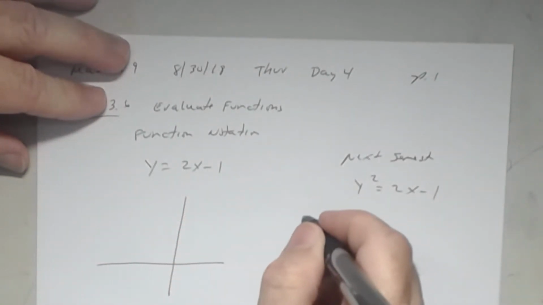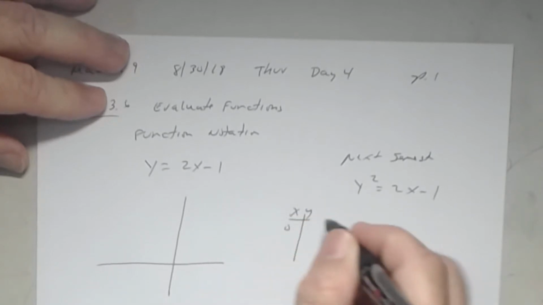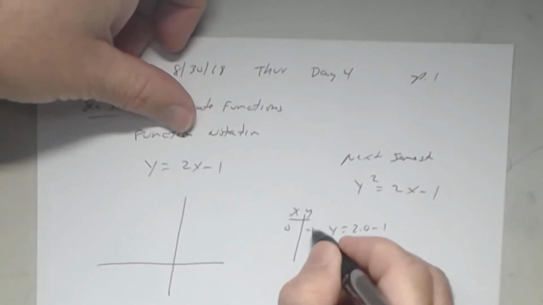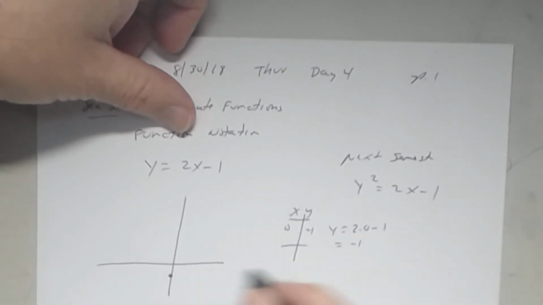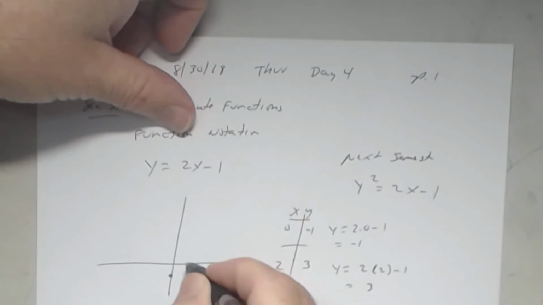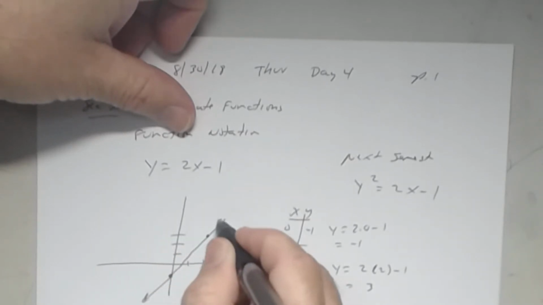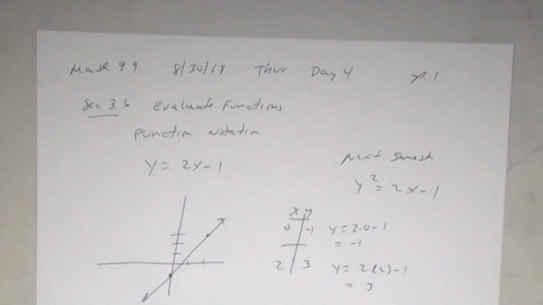use a t-table. If x is 0, I get y equals 2 times 0 minus 1, which is what? Negative 1. So 0, negative 1 is right here. When x is, let's say, 2, I get y equals 2 times 2 minus 1, which is 3. So 2, 3. And this is what I get, right? It passed the vertical line test. So what I want you to recognize is that those were lines, and the only line that's not a function is a vertical line. And that's not a vertical line because a vertical line is x equals a number.